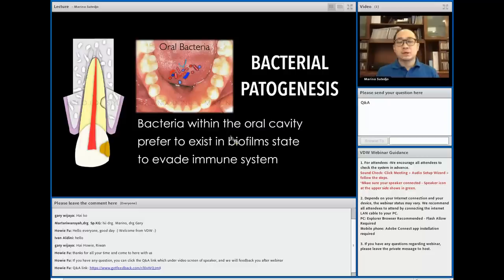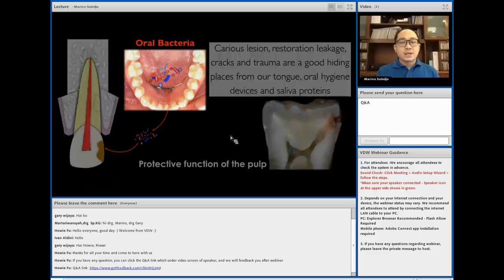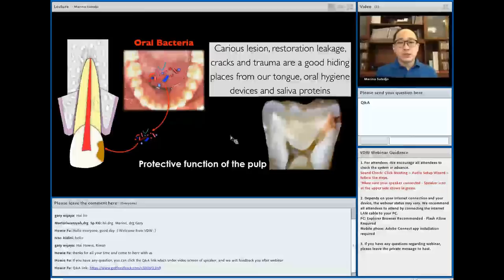And we need to understand that the bacteria that live in our oral cavity usually prefer to exist in biofilm states. And in these states, they can easily evade our immune systems. They can evade our immune systems because we have some carious lesions, some leakage from our restorations, or sometimes cracks or trauma. So with a place for them to go inside our systems, they go inside.